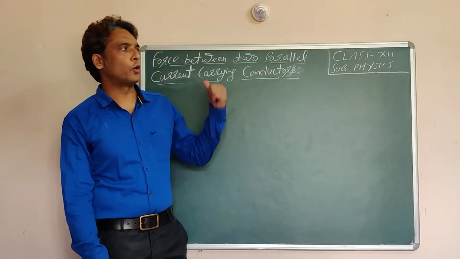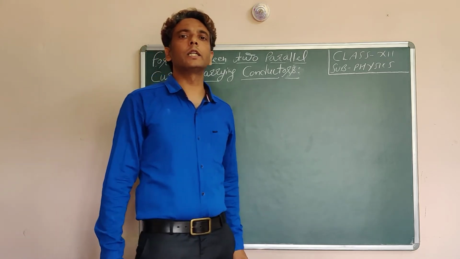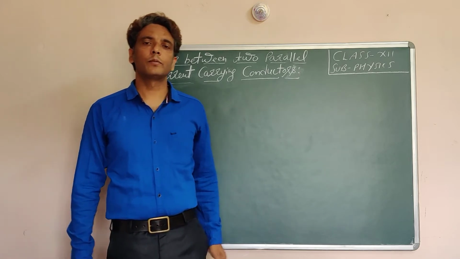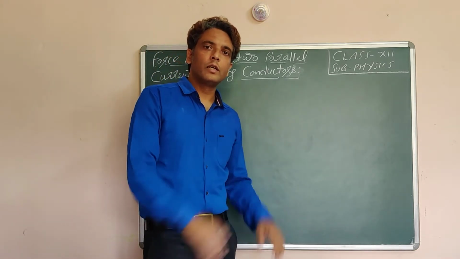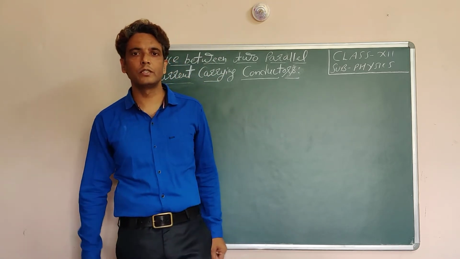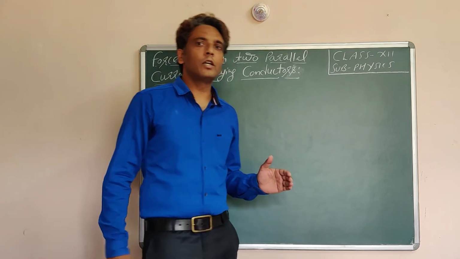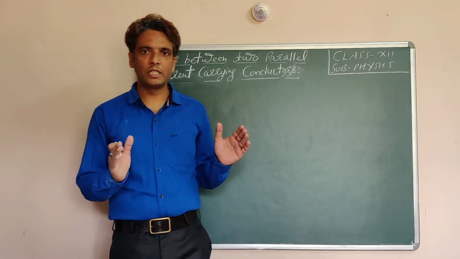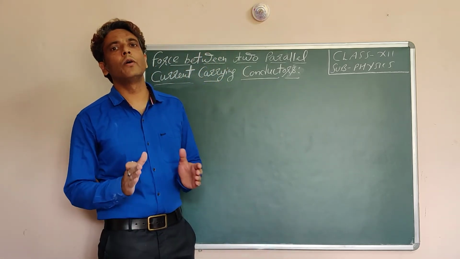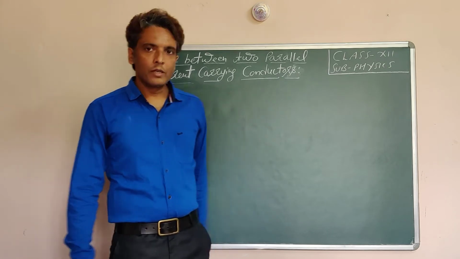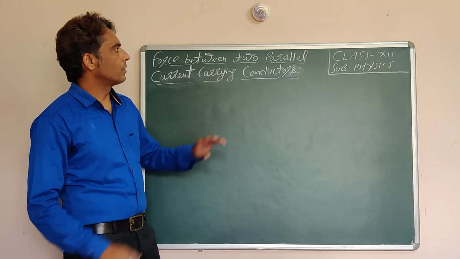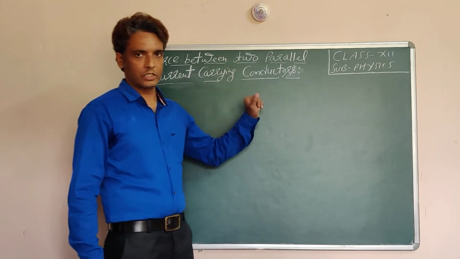Today I am going to start the topic force between two parallel current carrying conductors. As you have already studied, a current carrying conductor produces magnetic field around it, and also when a current carrying conductor is placed in magnetic field it experiences force. So when there are two current carrying conductors which are placed near to each other, then they will interact due to magnetic field of each other. So here we will derive an expression for force per unit length in case of two parallel current carrying conductors.